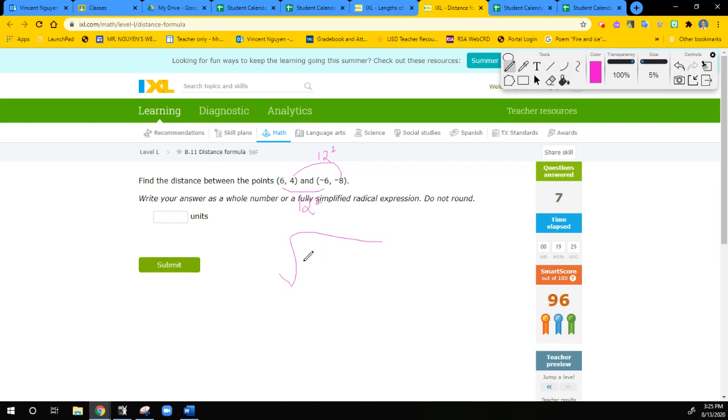The answer is 12 root 2. You haven't learned this yet, but you'll learn it later. So this is 12 squared. Once you learn it, you don't even have to do this. This is also 12 squared. Okay. And so the answer for this is square root of 144 plus 144, right?